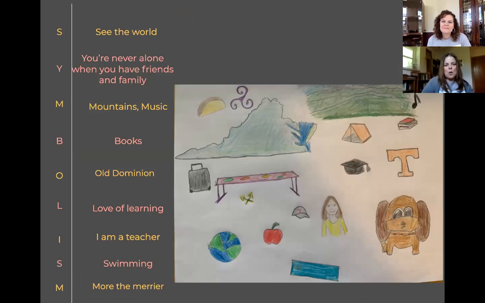Okay, so what you have here is S. And so S is for see the world because I love to travel. So I have a globe and a suitcase. And why do I have the globe? Because one of my goals in life is to go to every continent in the world.